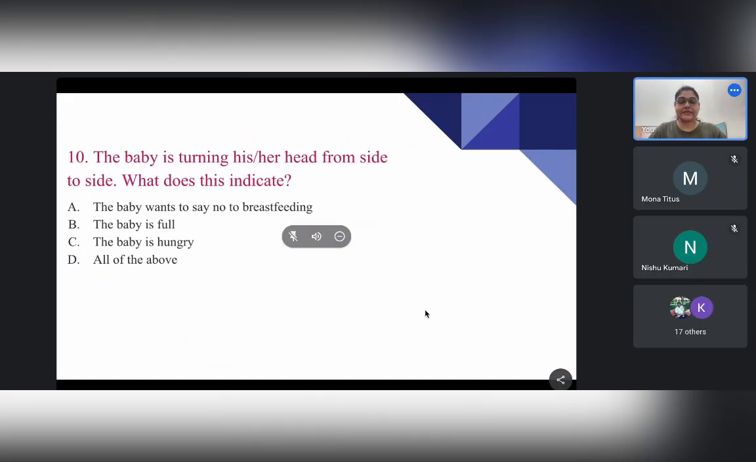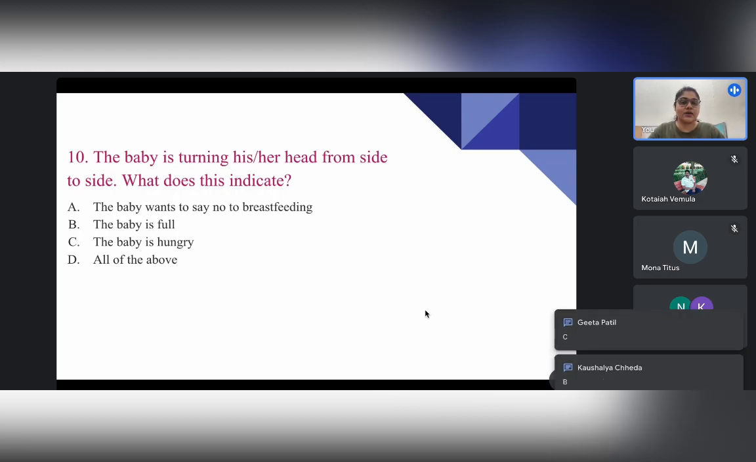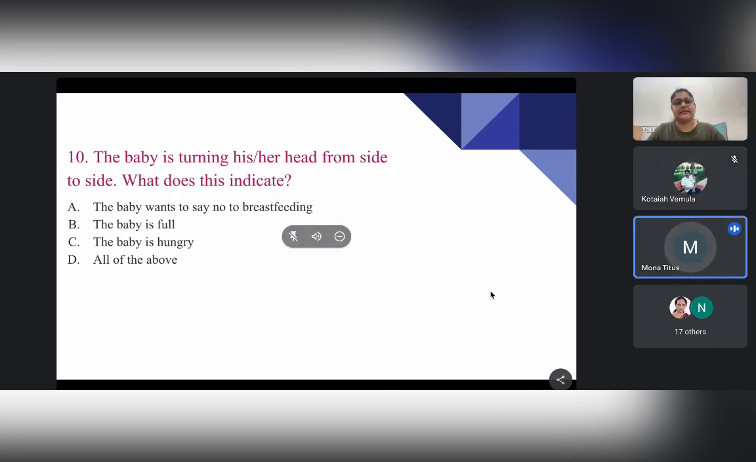So let us move to the next question. The baby is turning his or her head from side to side. What does this indicate? Option C. Right. So what is this signal called, where the head is turning from side to side? Early hunger cues. Yes.